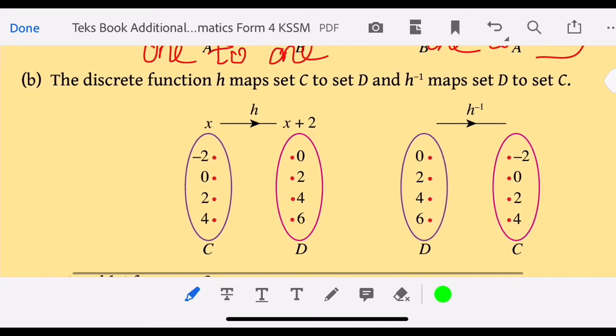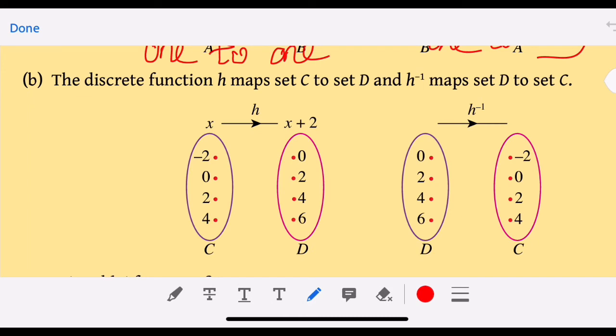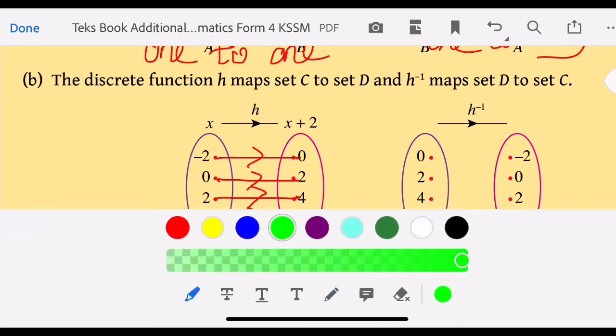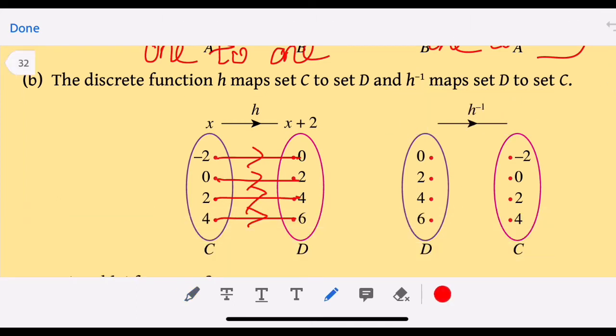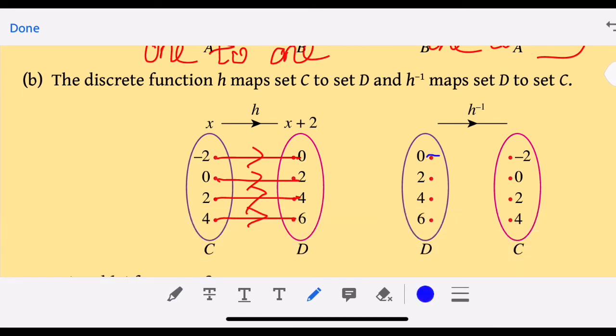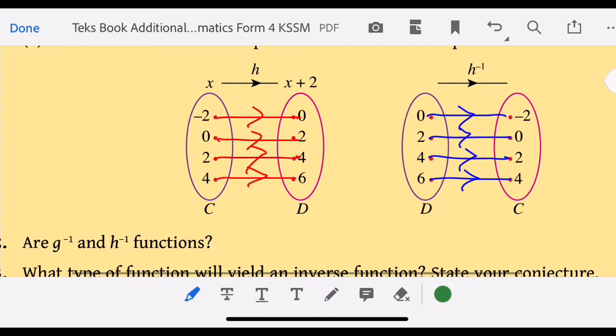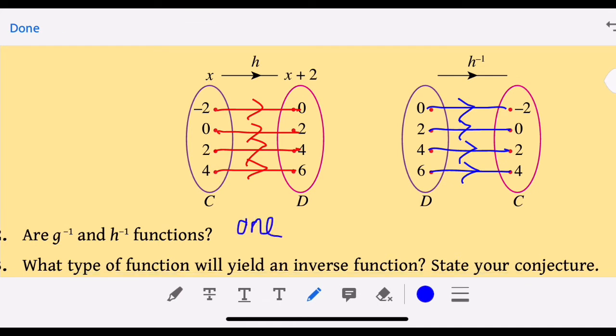Let's see. This one is h, which brings x to x plus 2. Negative 2 plus 2 will be 0, 0 plus 2 will be 2, 2 plus 2 will be 4, and 4 plus 2 will be 6. And if it is inversed, 0 will go to negative 2, 2 will go to 0, 4 will map to 2, and 6 will map to 4. Now it seems like this is one-to-one, and the inverse is also one-to-one.